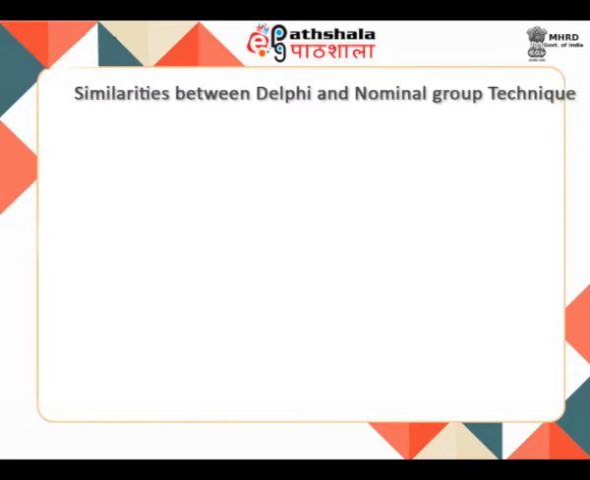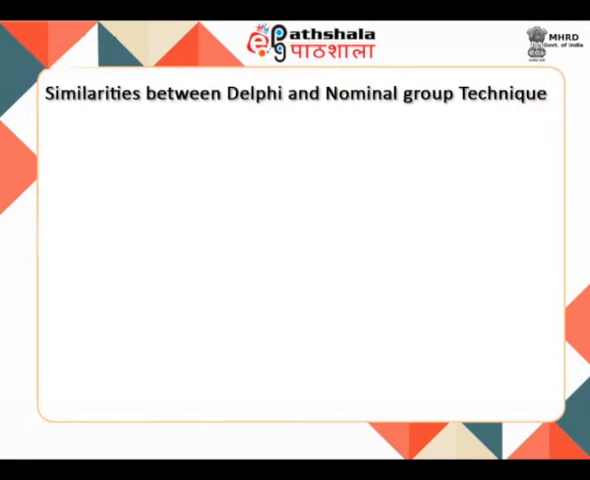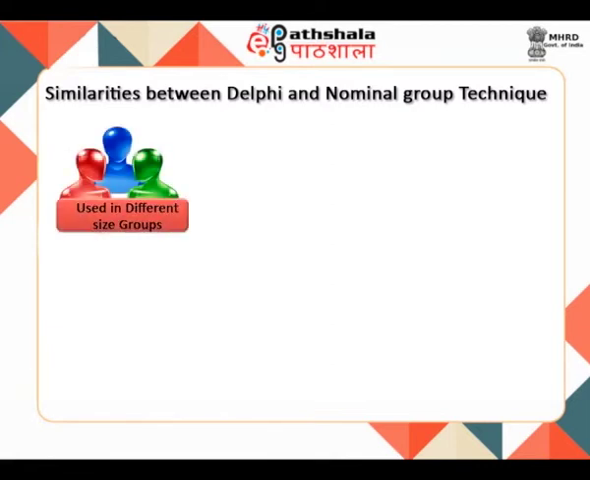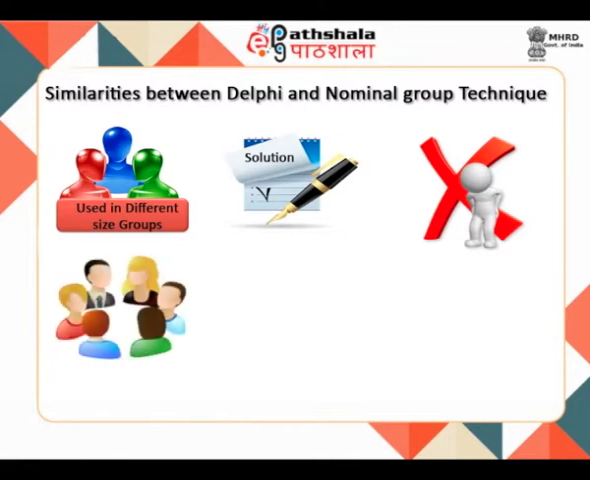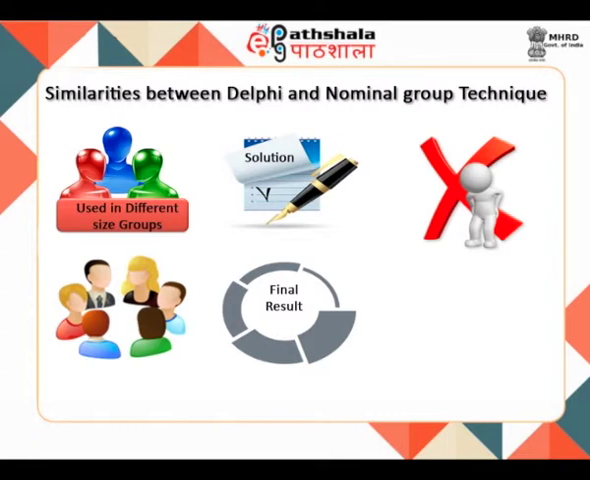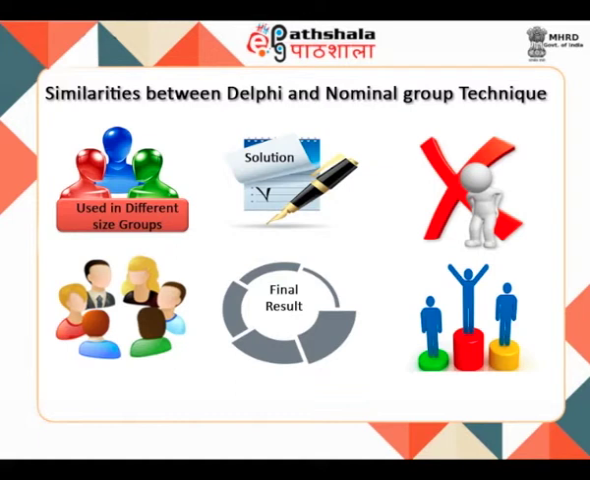The similarities between Delphi and nominal group technique are: both techniques can be used in case of groups of different sizes. In both cases, the solution of every participant is noted. No single person dominates the discussion. Members of the group are encouraged to participate in both the techniques. Final results come out at least after one iteration. Ranking of results after every iteration is an important step of both the techniques.